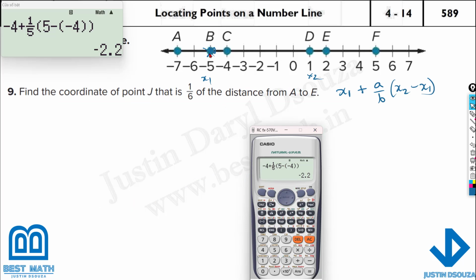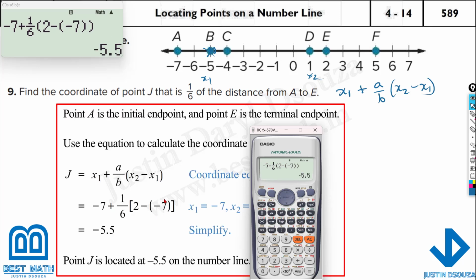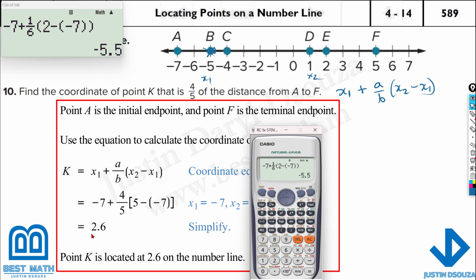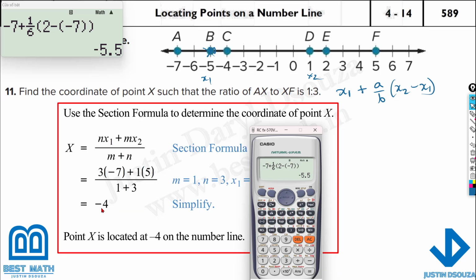Here as well they have told A and E, so it is minus 7 depending on the points. The first point is A. This is very important. You must take the first point as x1. Then the ratio is 1 by 6. And what do we have for E? It is 2. It's just 2 minus and minus 7. So it's again 5.5. That's the answer. And similarly, you can do these problems by yourselves. Please use the formula and the methods are already here. It's 2.6 here as well.